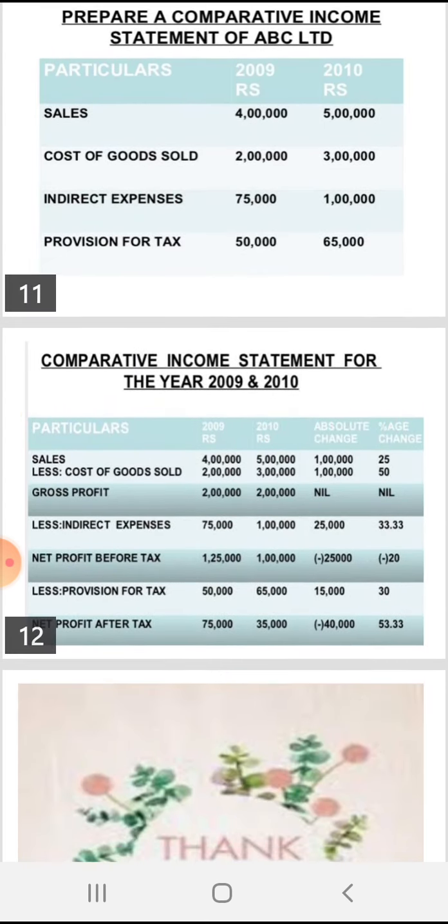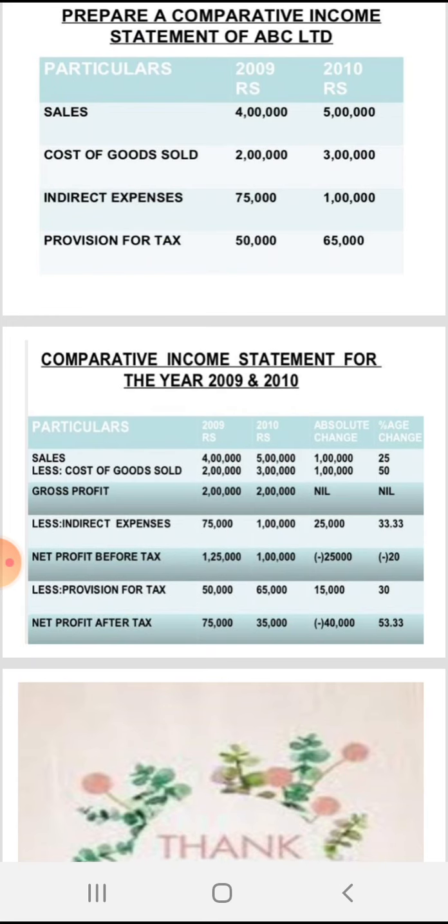Now let us see the question. This is the question given, a solution. Now let us see. Sales is given 4 lakh, in the current year it is 5 lakh, difference is 1 lakh. Now we will divide 1 lakh by 4 lakh into 100, that is 25%. Less cost of goods sold, that is 2 lakh, in current year it is 3 lakh, difference is 1 lakh. 1 lakh divided by 2 lakh into 100, that is 50%. Then gross profit is 2 lakh and current year it is 2 lakh, that is A minus B. The answer is nil. Then the indirect expenses we will deduct 75,000, 1 lakh, difference is 25,000.